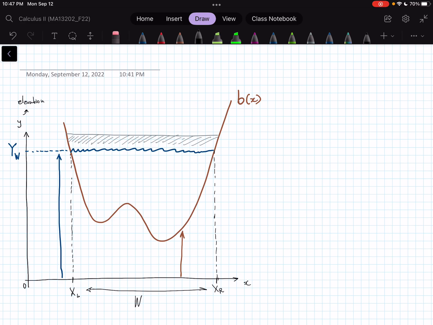Notice that the water level is constant. It is at a constant elevation, but the depth of the river itself varies. The depth of the entire river is the distance between the water level and the river bottom.